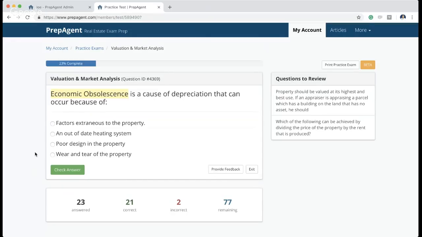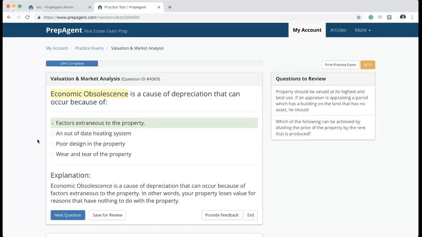Economic obsolescence is a cause of depreciation that can occur because of A, factors extraneous to the property, B, an out of date heating system, C, poor design of the property, or D, wear and tear of the property. A, factors extraneous to the property.